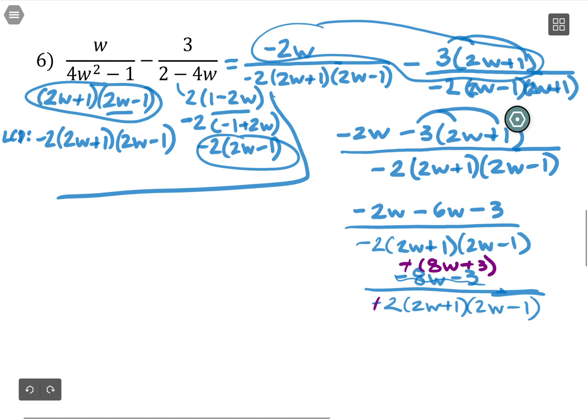Okay, so we can cancel those signs. So final answer, I'm going to move over to this other side. 8w plus 3 over 2 times, sorry everyone, 2w plus 1 times 2w minus 1.